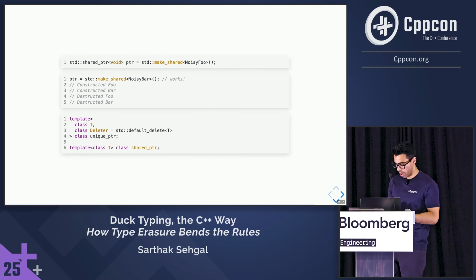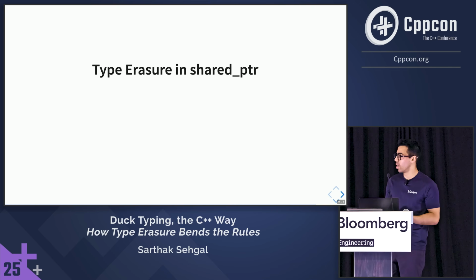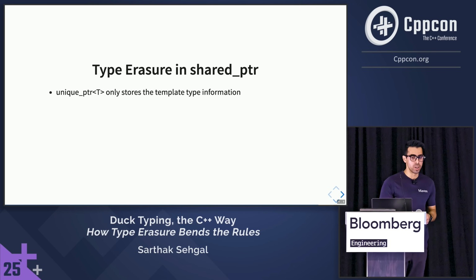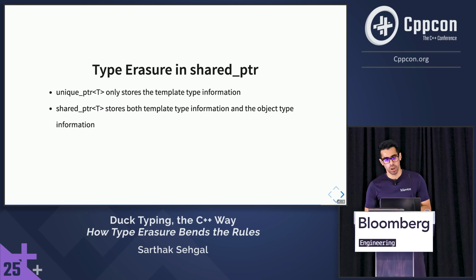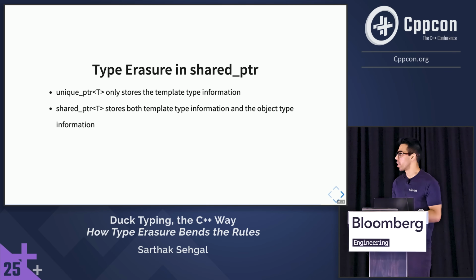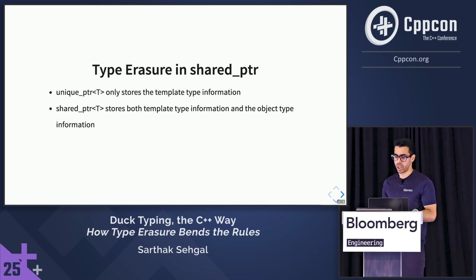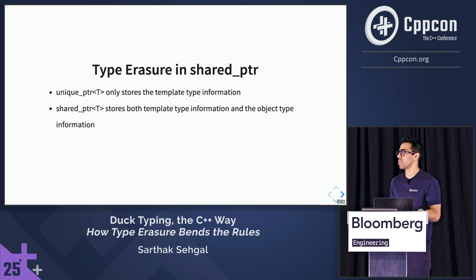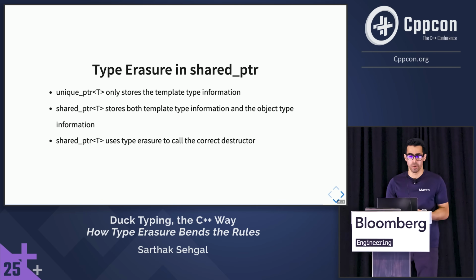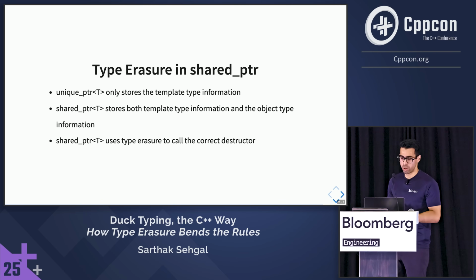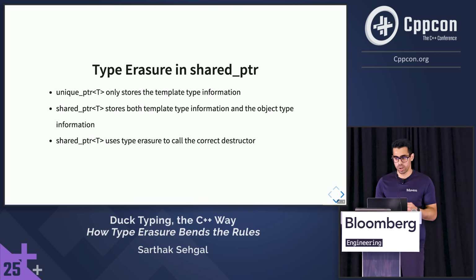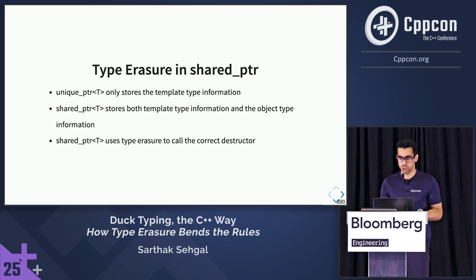And this is because shared pointer uses type erasure under the hood as well. So unique pointer T only stores the template type information. Shared pointer stores both the template type information, type T that you're passing, and the object type information, that is the object you passed to it during construction. And shared pointer uses type erasure to call the correct destructor. And this is where type safety comes in, as we saw in std::any and shared pointer.